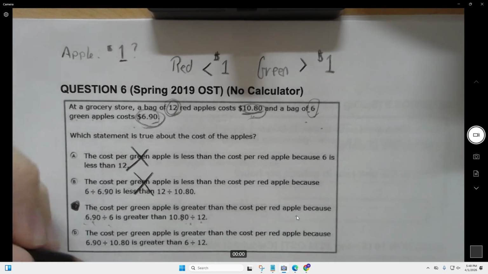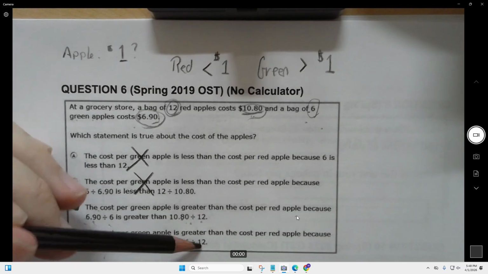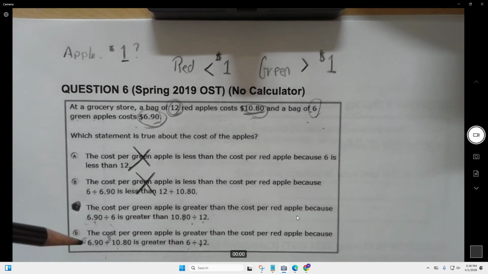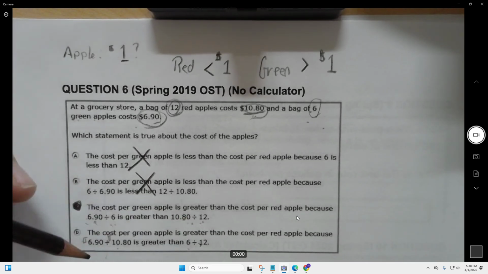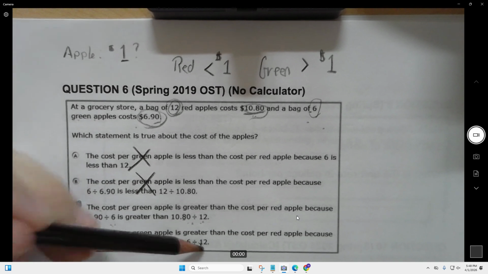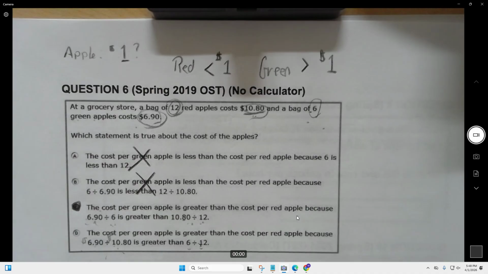Dividing the two costs, doing cost by cost, doesn't get you anything. This is cost by cost. This is apples by apples. That doesn't work. You need to compare the cost per apple with the cost per apple, not the cost versus apple. Cost versus apple accomplishes nothing.